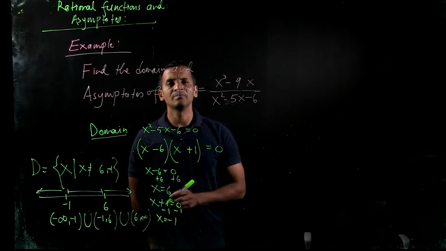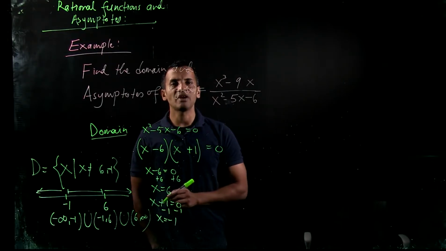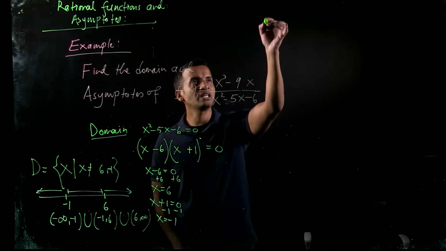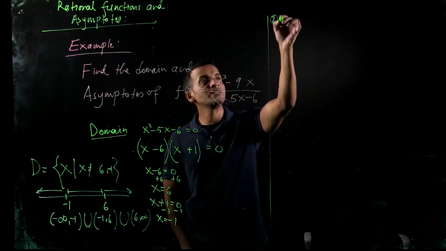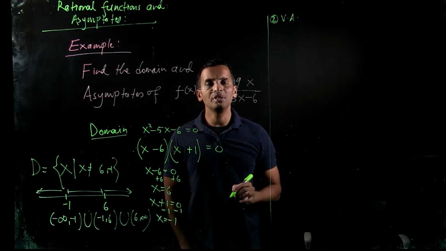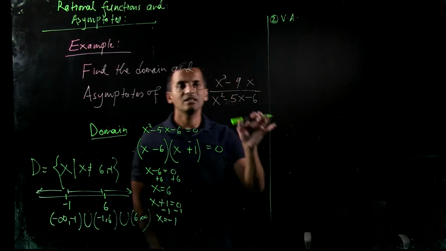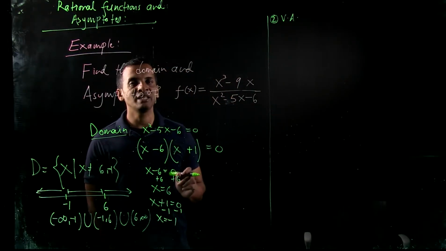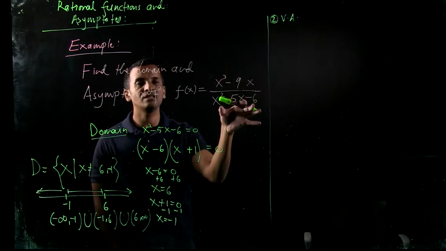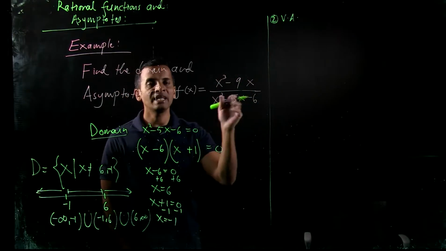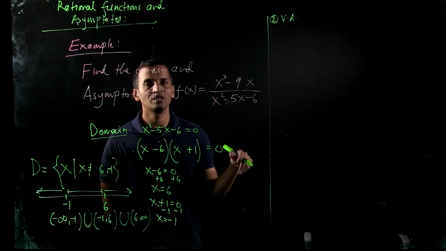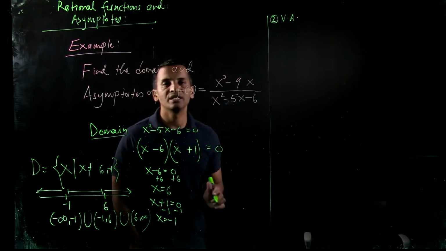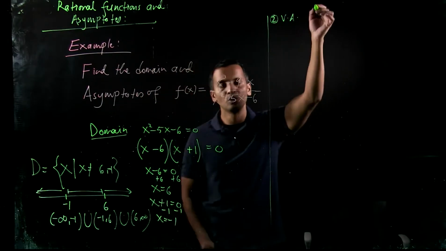Now we want to find the asymptotes. So first of all, we try to find the vertical asymptote. How do you find the vertical asymptote here? To find the vertical asymptote, what you do is you try to write the function in the lowest terms, meaning that you get the factors of the top, you get the factors of the bottom, and then if there is anything common, you cancel that and then write the lowest term. If there is nothing common, that will already be in the lowest term, right?